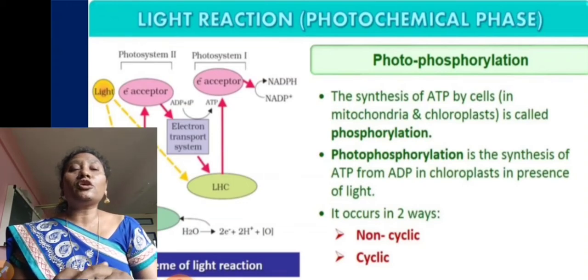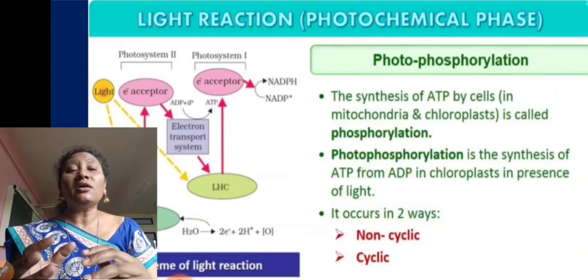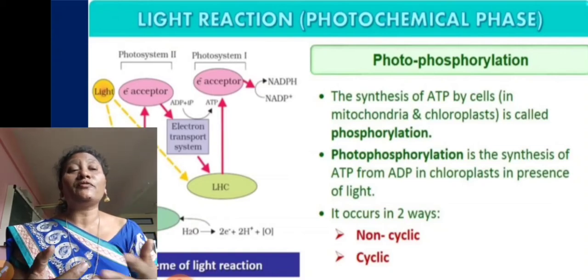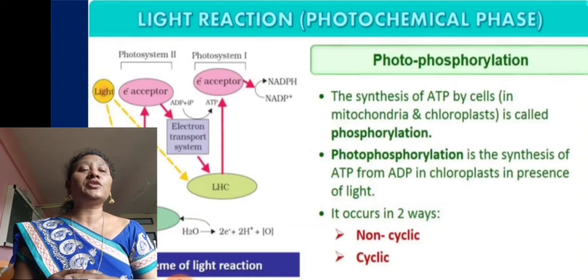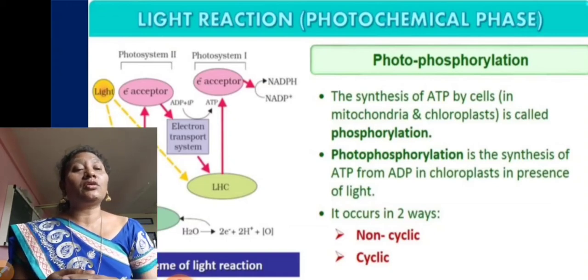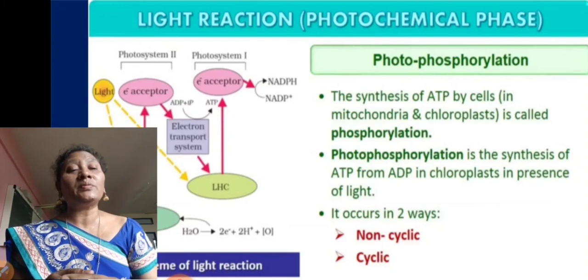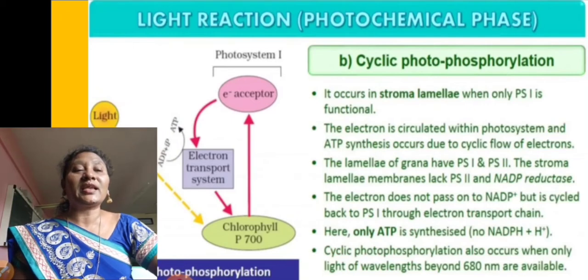Now photophosphorylation. The synthesis of ATP by cells in the mitochondria and chloroplast is called photophosphorylation. That means the development of ATP. Photophosphorylation is the synthesis of ATP from ADP in the chloroplast in the presence of light. It occurs in two ways, non-cyclic and cyclic processes.